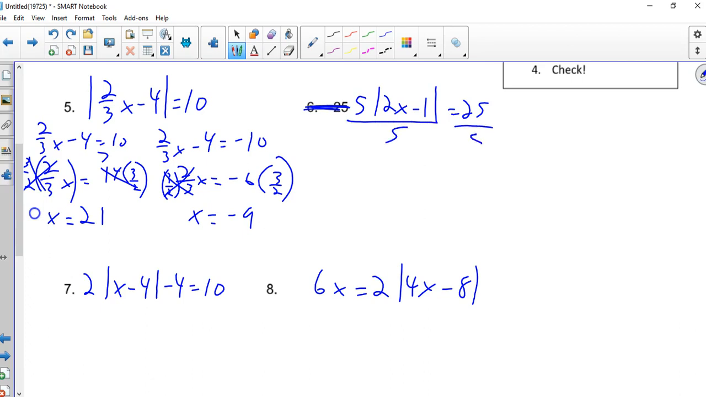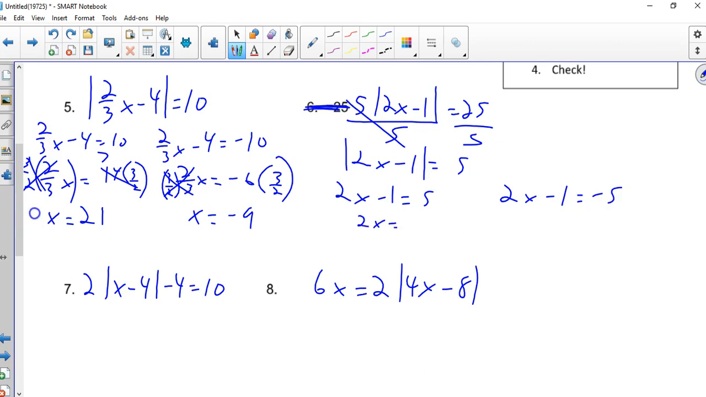Okay, first step, get it by itself. The absolute value of 2x minus 1 equals 5. Now we can bust it up into 2 problems. 2x minus 1 equals 5. 2x minus 1 equals negative 5. Add 1 to both sides. 2x equals 6. 2x equals negative 4. Divide by 2. x equals 3 and negative 2.